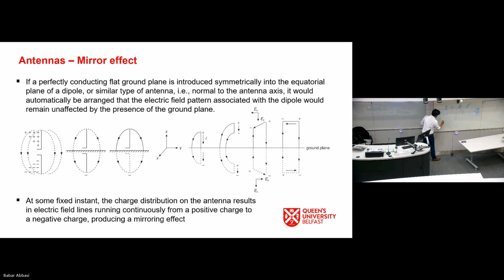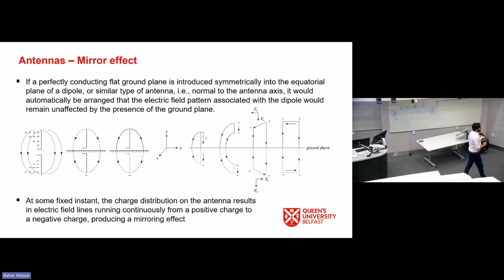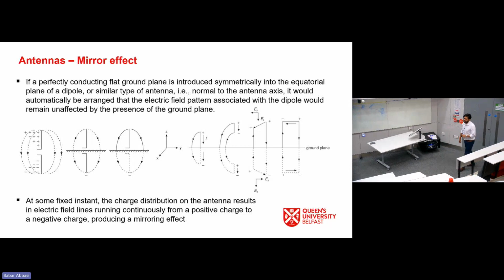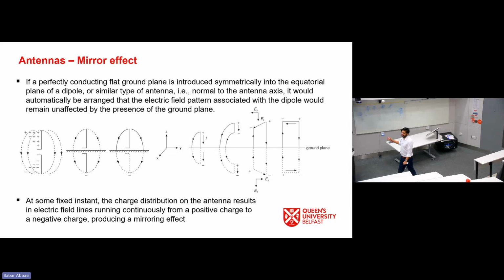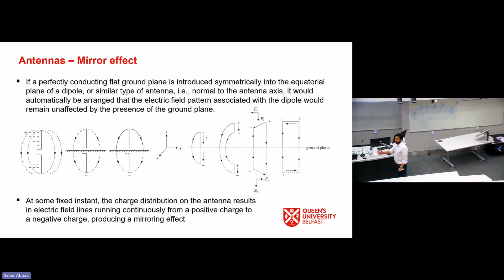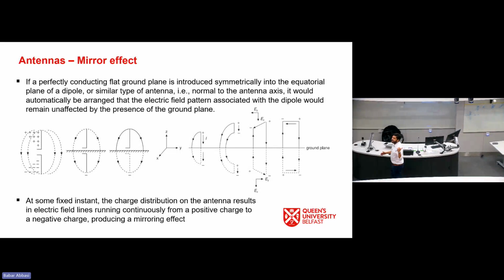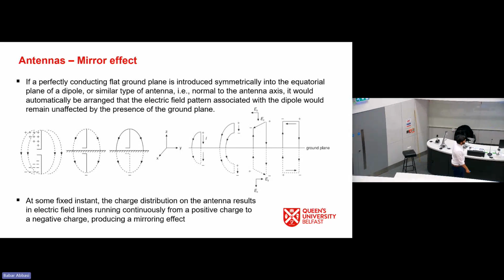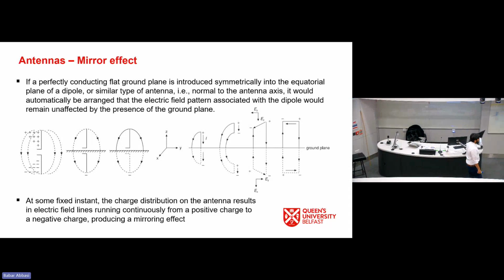Of course, this phenomenon is not ideal. A monopole antenna with a ground plane cannot be as good as a simple dipole antenna. It will not have exactly the same radiation performance, but it will still work. That's why we generally like to use this mirror effect for our own benefit.